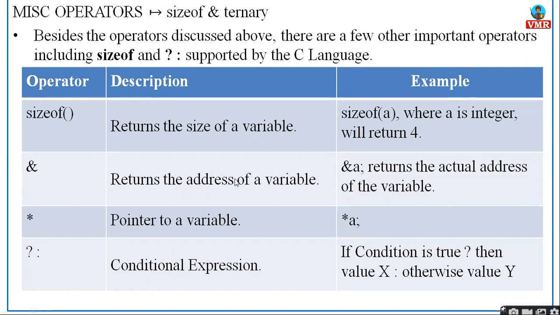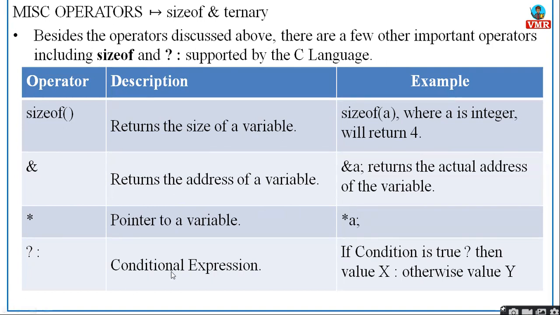Next, ampersand returns the address of a variable. So &a returns the actual address of the variable, where it is located in your memory. And then next comes the pointer. A pointer to a variable is nothing but something that will store the address of another variable. For the time being, you just remember sizeof and the ternary operator. For address-of and pointer to a variable, you will have the complete concepts later.